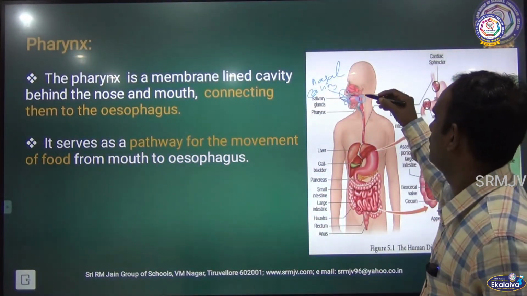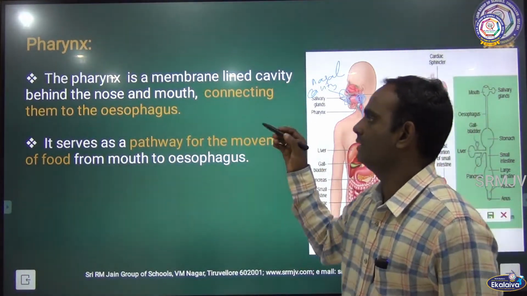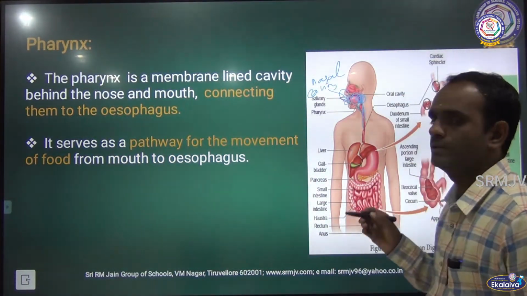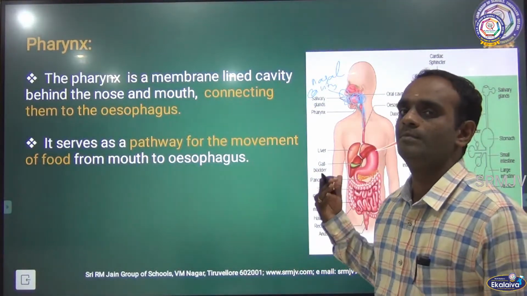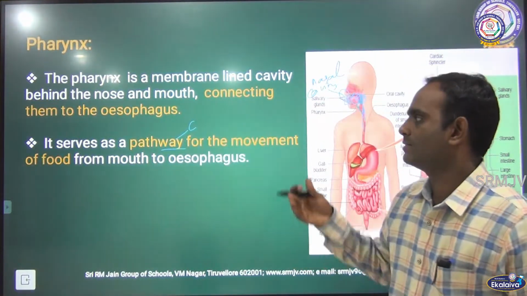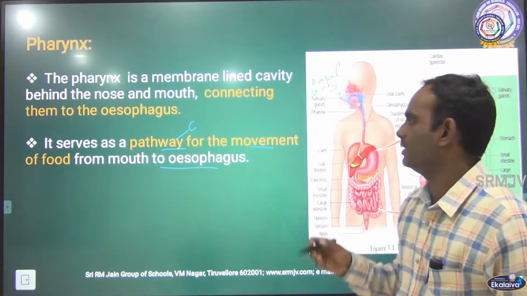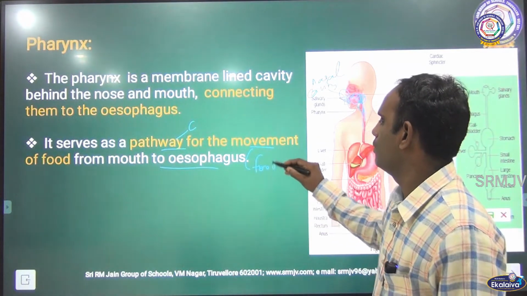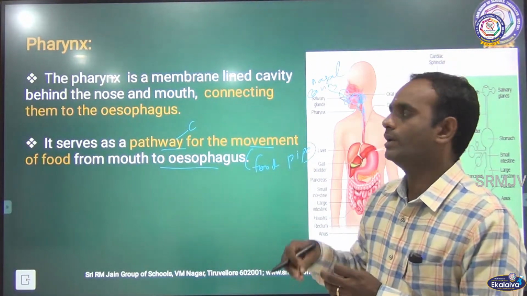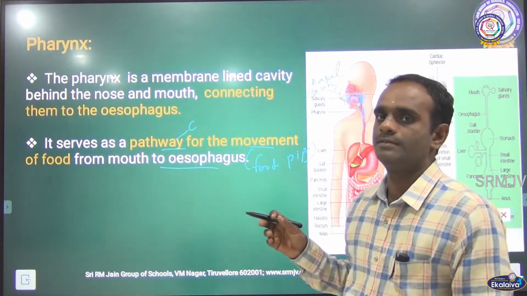It connects the mouth to the esophagus. Clear children? It connects the mouth as well as the nose to the esophagus. It is always present behind the mouth. It serves as a pathway, a channel, for the movement of food from the mouth to the esophagus. Esophagus is also called the food pipe. So it plays a very important role. It serves as a pathway for the movement of food from the mouth or buccal cavity to the esophagus.